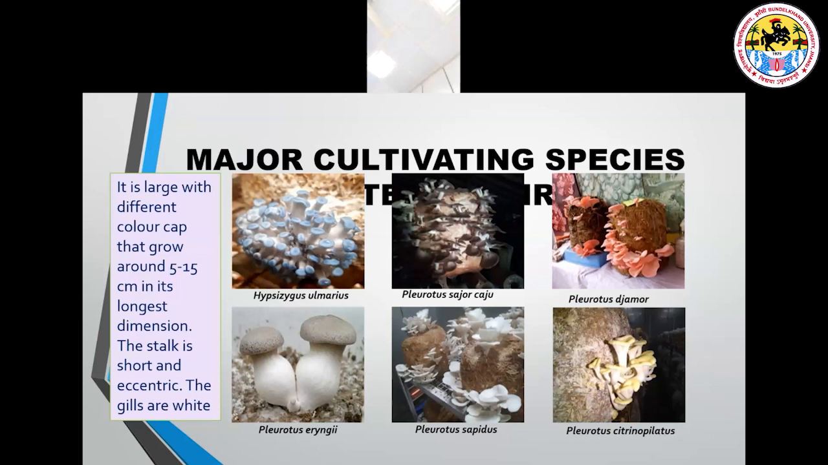Djamor is a pink mushroom basically. Pleurotus eryngii is a king mushroom, because you can see over here the thickness of the stipe and the few formation of the gills. So gills, if they are few in number, means fewer spores are formed. So definitely it is very healthy for the mushroom growers.